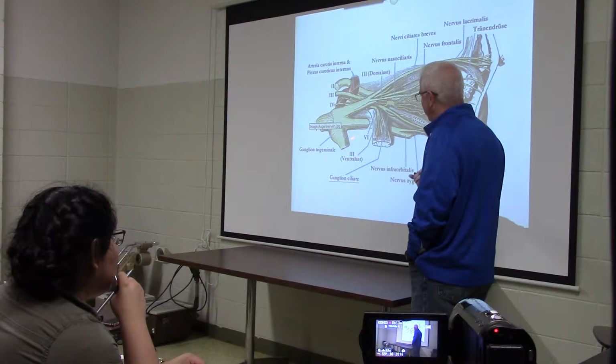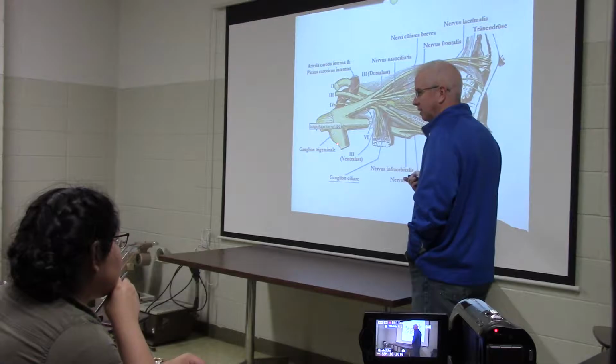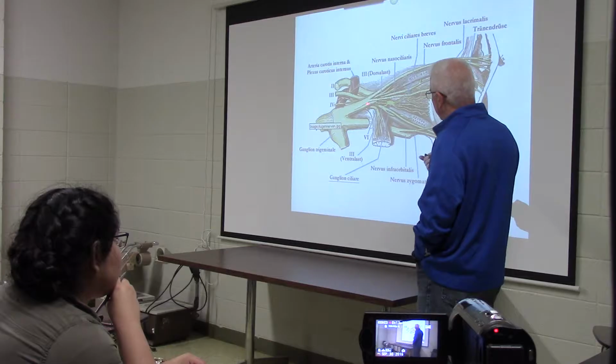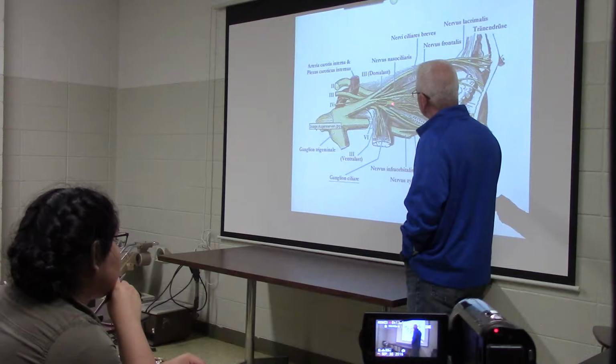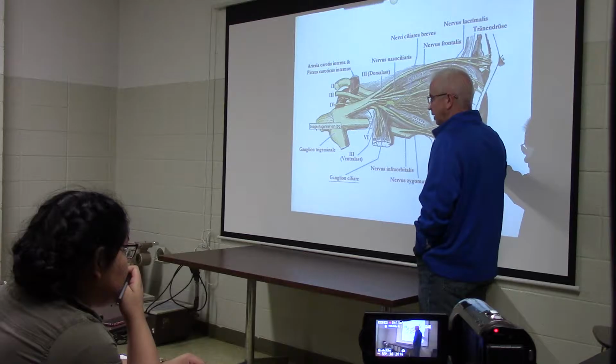And what else would be associated with this one? Somatic motor stuff, exactly. Okay, so now we're gonna come in here and find, I've got it underlined in red for you, the ciliary ganglia. It's a very simple description. The ciliary ganglia is in the orbit of the eye, behind the eye. So it's a very simple explanation. There it is right there.